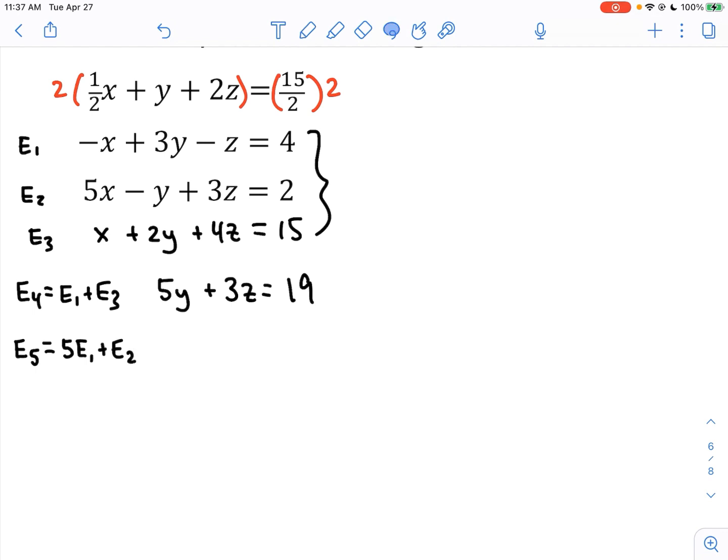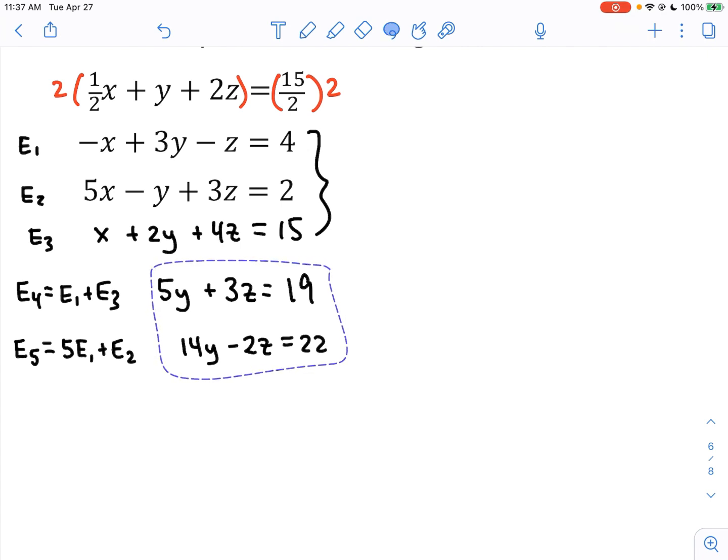So we'll do a little bit of arithmetic in our head. So imagine multiplying this by 5 and then adding it to 5x, and the x's cancel. Multiply this by 5 is 15y, and add it to that negative y gives me 14y. Multiply this negative z by 5, so it's negative 5z, add it to 3z is negative 2z, and finally multiply 4 by 5 is 20, and add to 2 is 22.